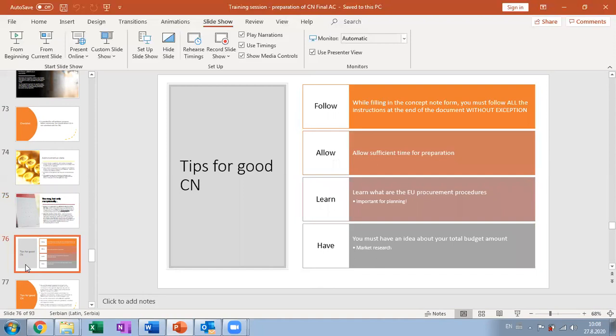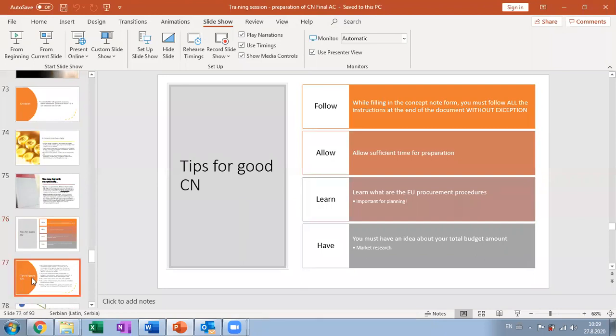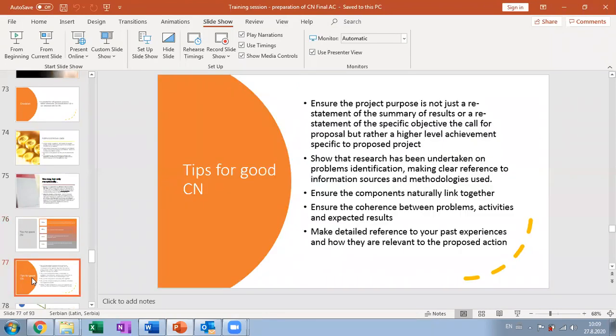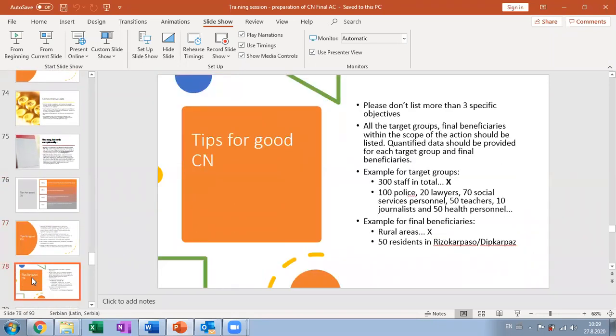There are some tips for preparing good concept notes. They are presented here in this particular slide, and then furthermore as well. I think that I mentioned more or less all these issues, but you will receive, as yesterday, you will receive this presentation, so you can also follow through. Some examples are presented here as well.